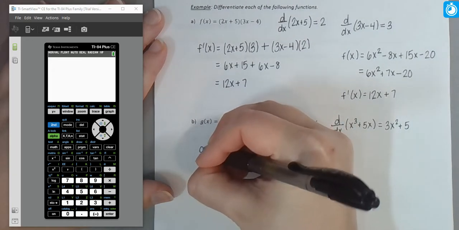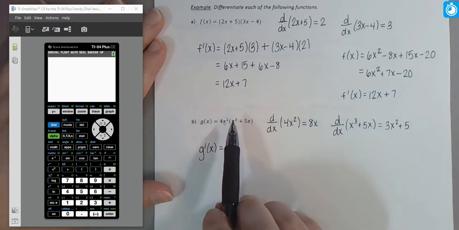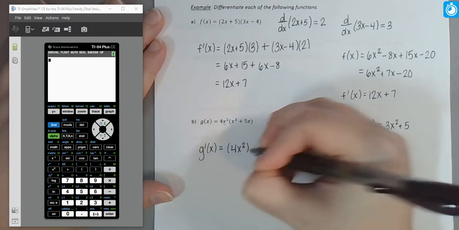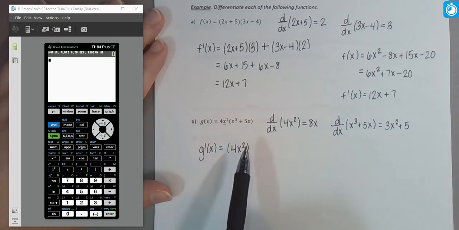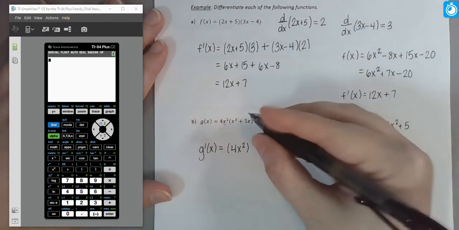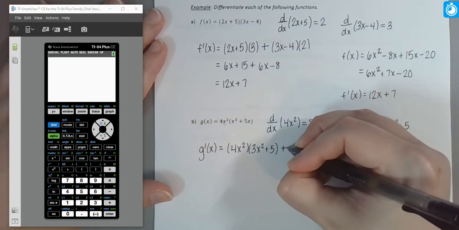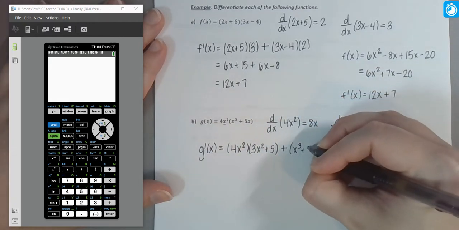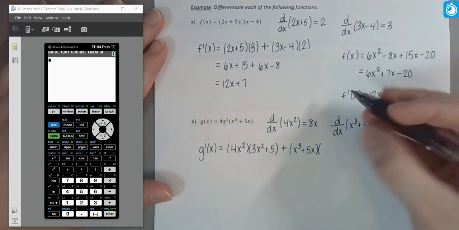So if we want to differentiate using the product rule, it's going to be the first expression, so 4x squared, and make sure you put it in parentheses. When we do substitutions, it's a good idea to substitute with parentheses around our expressions that we substitute. So our first times the derivative of the second, which in this case is going to be 3x squared plus 5, plus our second function, non-differentiated, times the derivative of the first, which is going to be 8x.